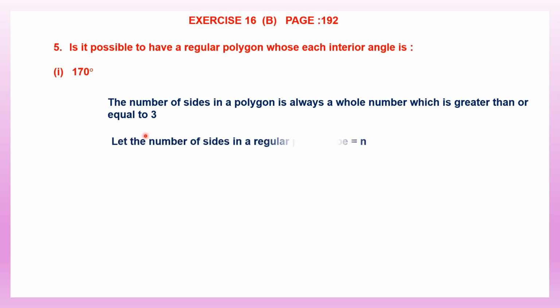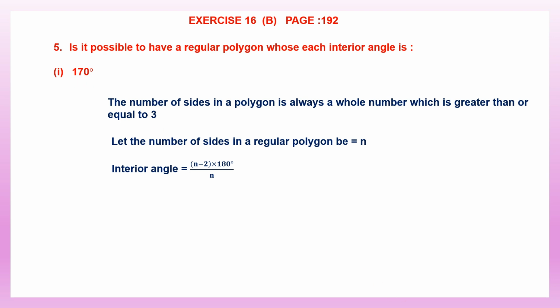So let's begin by saying let the number of sides in a regular polygon be n. Now we are going to find the number of sides by using this formula, because interior angle is given to us. So we're going to use the formula for interior angle and find n, the number of sides. And if n is a whole number, then we can say that it is possible to have a regular polygon with each interior angle being 170 degrees.